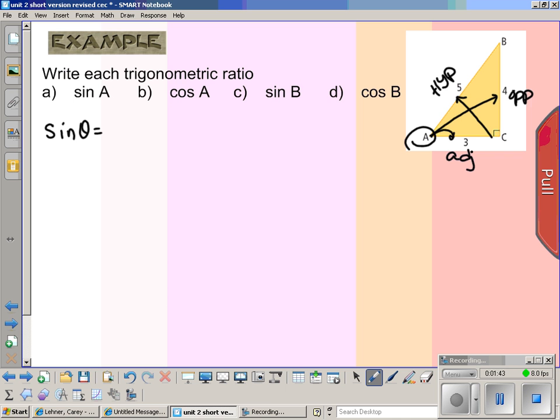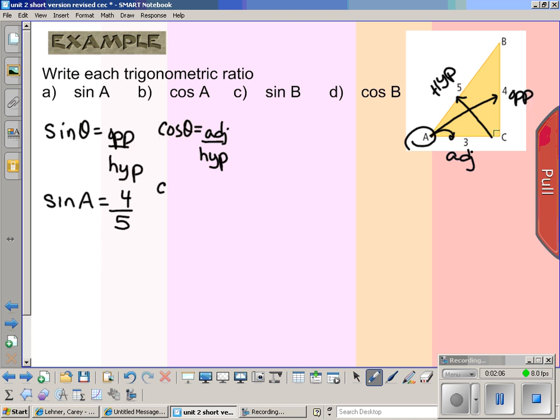Sine of an angle is equal to the opposite side over the hypotenuse. So we're looking for the sine of A. Its opposite side was 4. Its hypotenuse was 5. So there's your ratio for sine A. Cos of an angle is equal to the adjacent side over the hypotenuse. So if we're looking for cos of angle A, the adjacent side would be 3. The hypotenuse would be 5. So you've written your ratio for cos A.